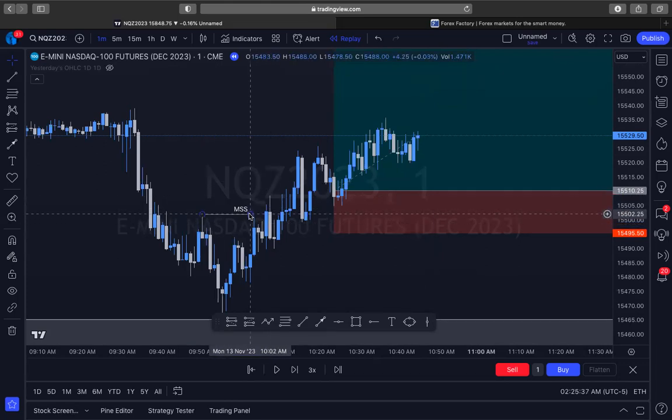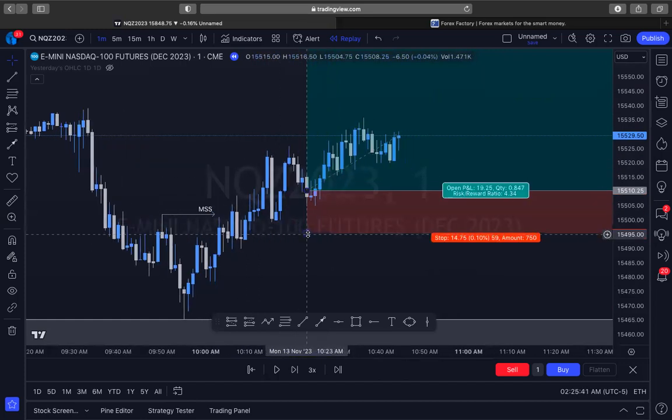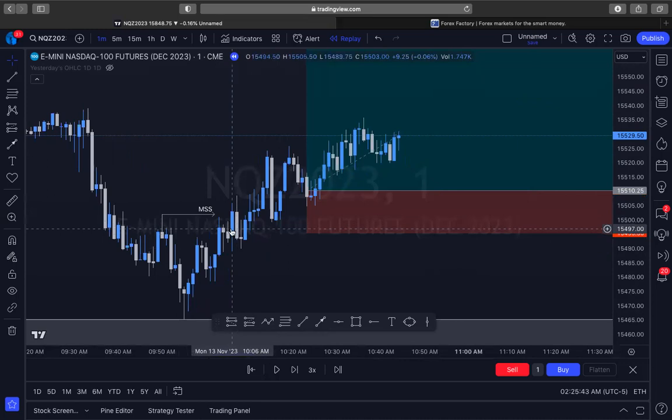Once we see a market structure shift here, we want to wait for a gap to form. We want to wait for some sort of entry. You don't just want to jump into the first break of this high here. You want to see, hey, where can I find an entry? Where can I find a position to enter, right?